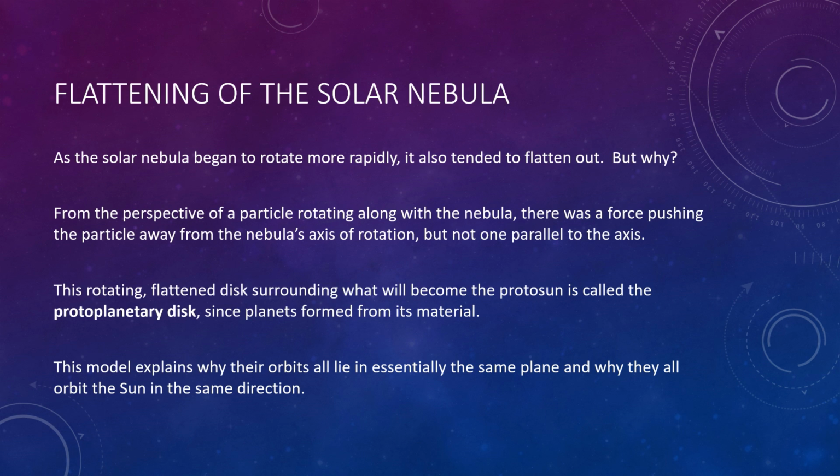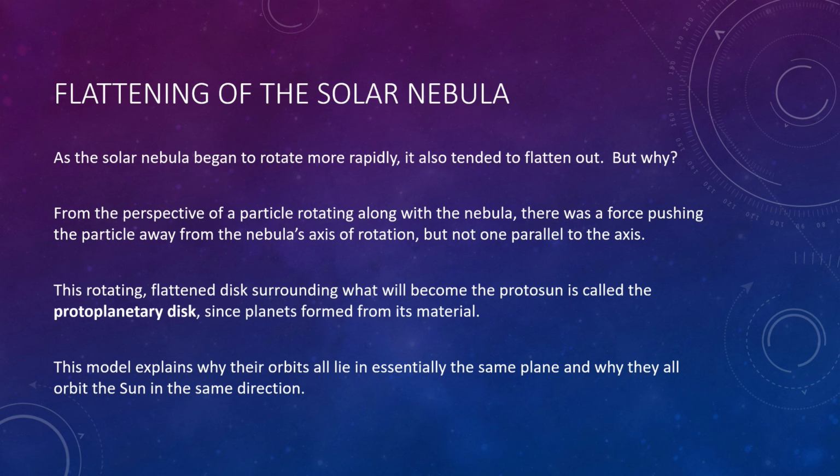Astronomers see young stars that may be forming planets today in the same way that our solar system did billions of years ago. As the solar nebula began to rotate more rapidly, it also tended to flatten out. But why? Again, this is a little bit of physics, but from the perspective of a particle rotating along with the nebula, it felt as though there was a force pushing the particle away from the nebula's axis of rotation. This is kind of like how passengers on a merry-go-round or spinning carnival ride seem to feel a force pushing them outward and away from the center of the ride.